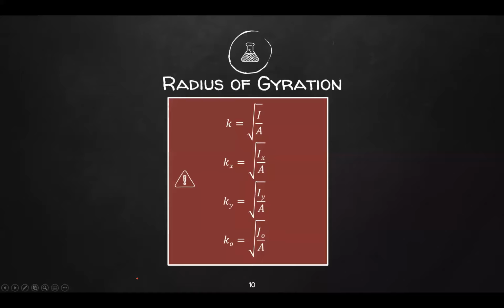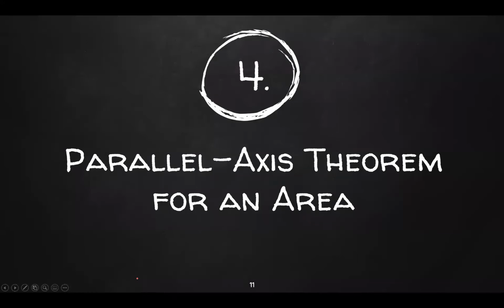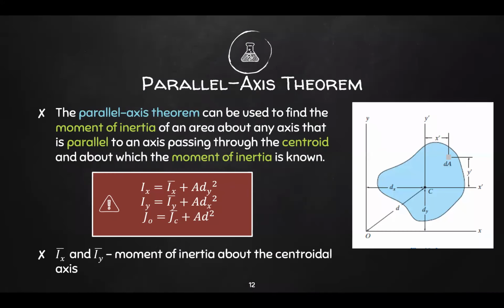Next, we have the parallel axis theorem. So the parallel axis theorem can be used to find the moment of inertia of an area about any axis that is parallel to an axis passing through the centroid and about which the moment of inertia is known. So we have I sub x equals I sub x bar plus A d_y squared, I sub y equals I sub y bar plus A d_x squared, and then J sub O is J sub C bar.